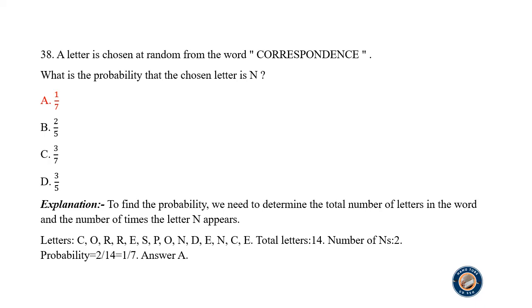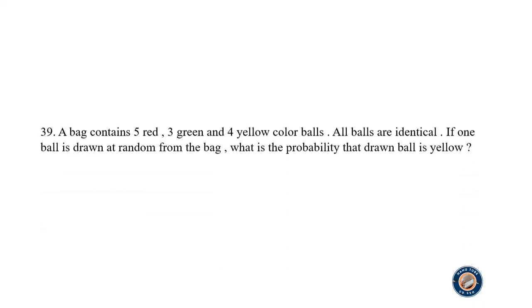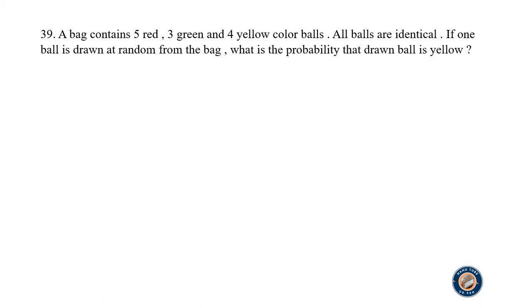Question number 39. A bag contains 5 red, 3 green and 4 yellow colored balls. All balls are identical. If one ball is drawn at random from the bag, what is the probability that drawn ball is yellow? A. 1 over 6, B. 1 over 5, C. 1 over 4, D. 1 over 3.